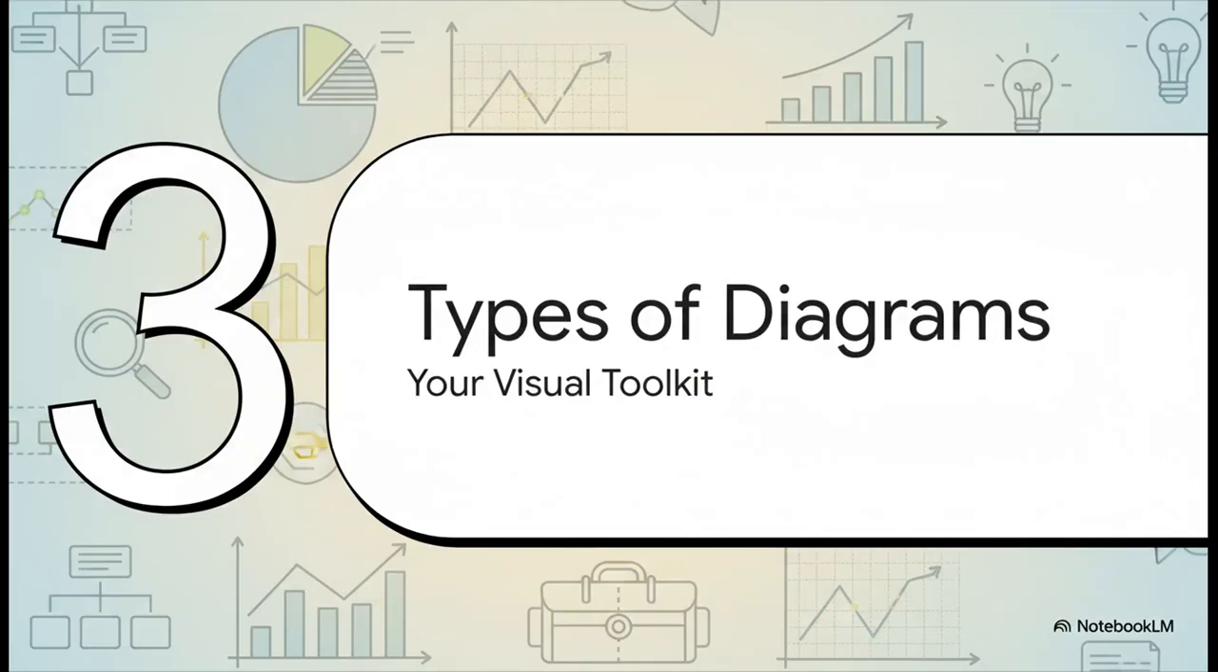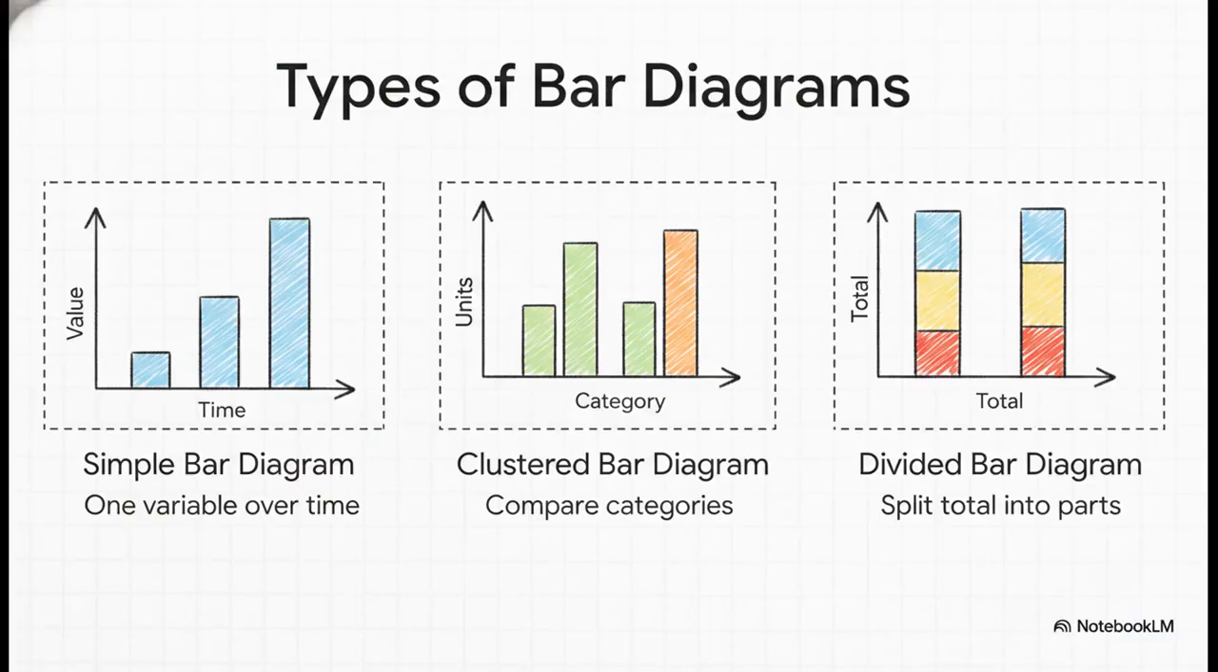Section 3. Types of economic diagrams. Once you know why you need a visual, well, you need the right tool for the job. The text breaks down 3 really practical bar diagrams. First up is the simple bar diagram. This is your go-to for representing values of just one single variable over a base, like comparing different years or regions.